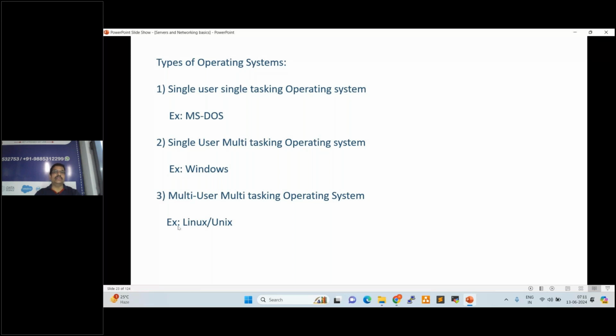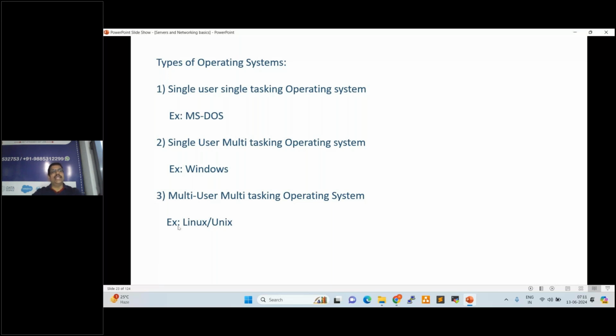So why Linux? What is the importance here? Linux is more secured compared with Windows and other operating systems. So for most server operating systems we are using Linux only. For desktops and laptops we are using Windows, right? Some companies are using Mac OS also.